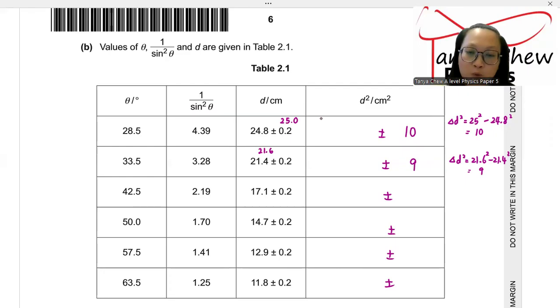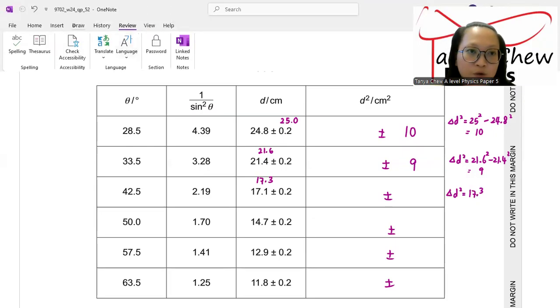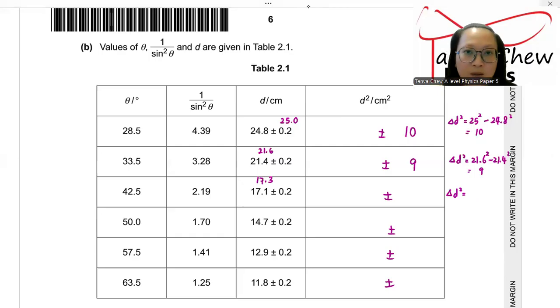And the third one, 17.1 plus 0.2, the upper value is 17.3. So delta d squared is 17.3 squared minus 17.1 squared. Let me write it down. Put it in terms of 1 SF, I got 7. And the next one, 14.7 plus 0.2, this is 14.9. So delta d squared is equal to 14.9 squared minus 14.7 squared. Round it off to 1 SF, I got 6.